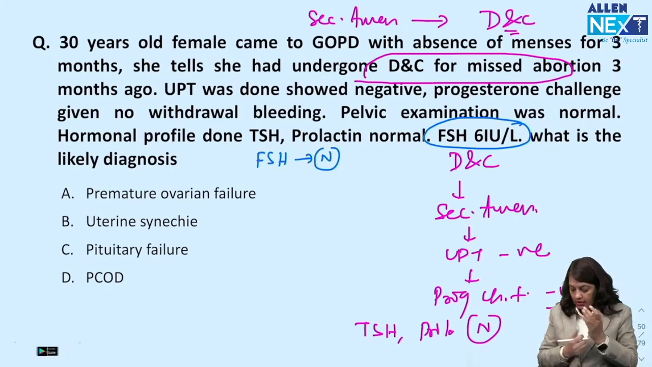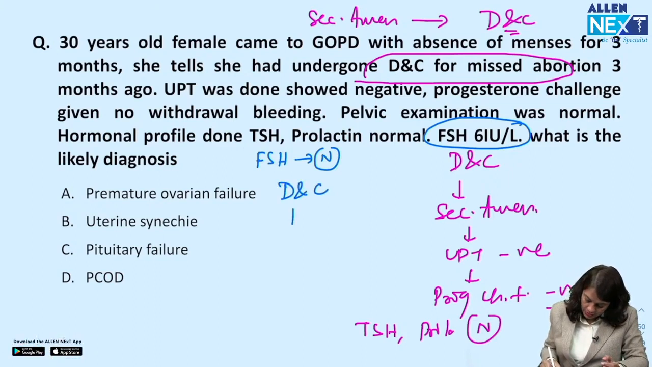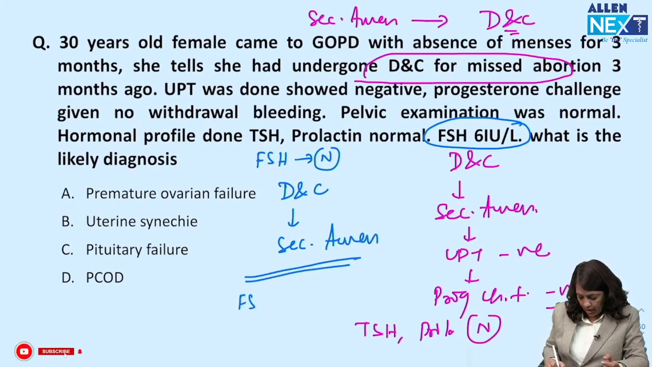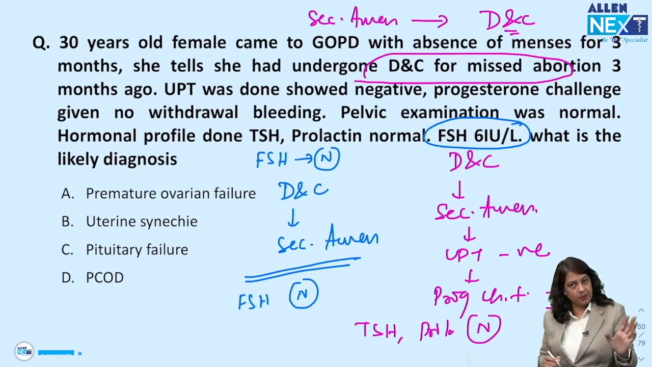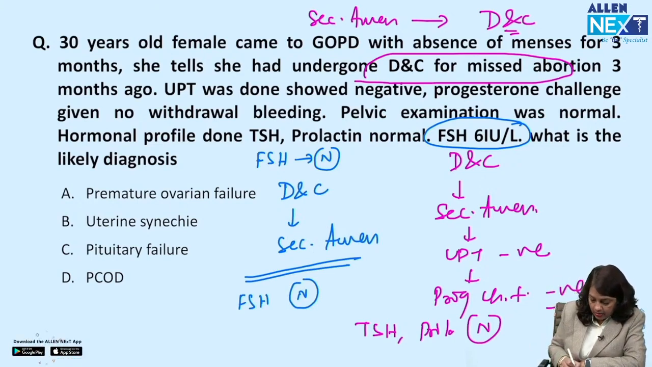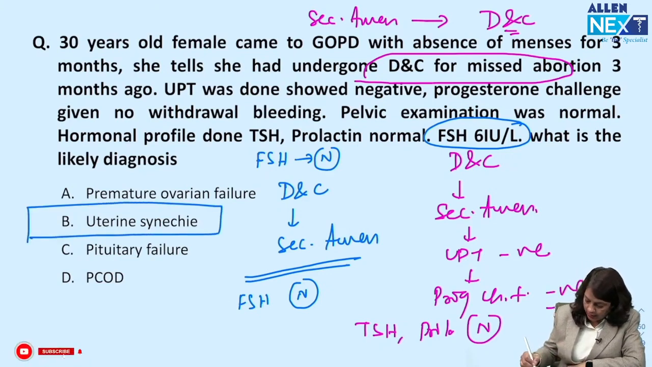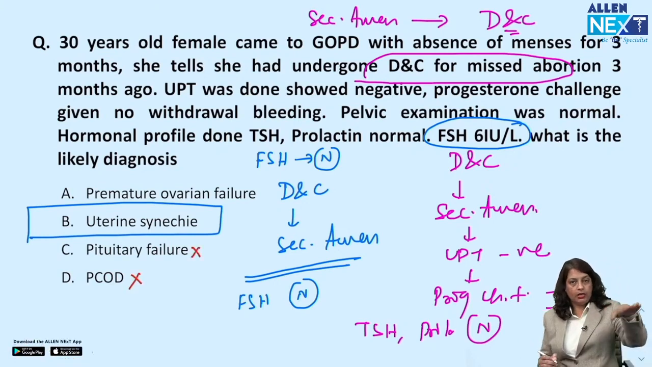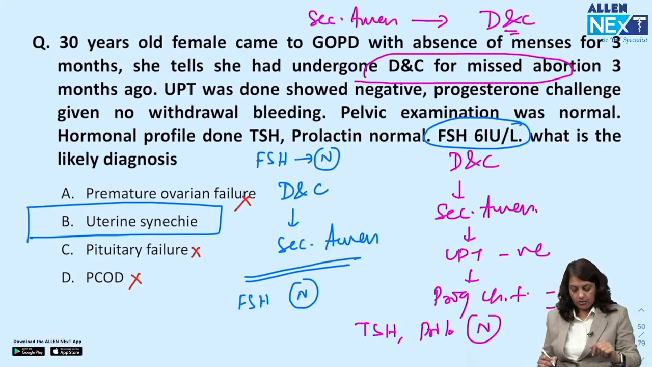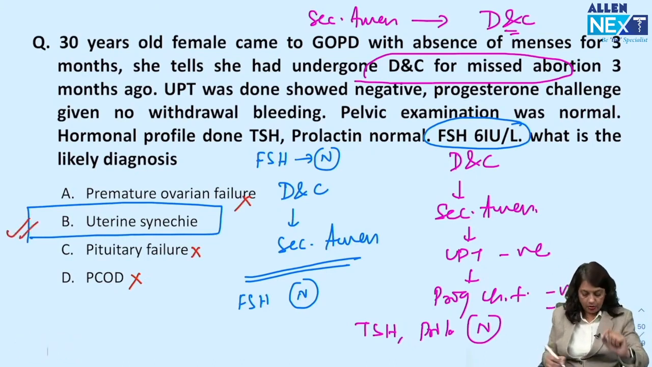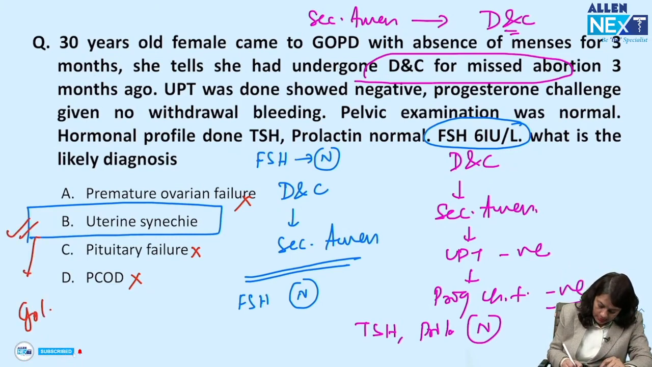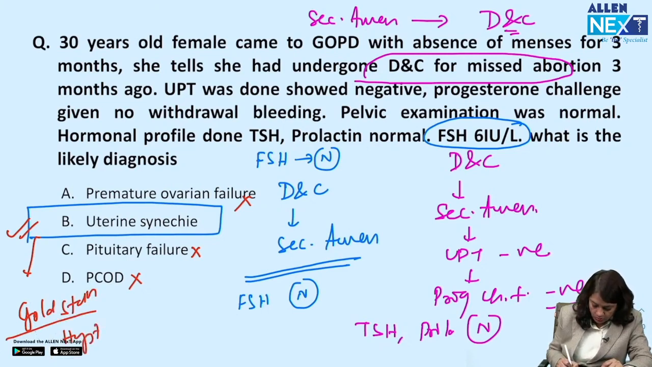तो क्या है, जब भी कोई DNC की हिस्ट्री है, उसके बाद सेकेंडरी एमेनोरिया हो गया और FSH आपका नॉर्मल आए, तो आप क्या सस्पेक्ट करोगे? एशरमैन सिंड्रोम, यूटराइन सिनेकी. ठीक है, PCOD नहीं है क्योंकि विड्रॉल ब्लीडिंग नहीं है, पिट्यूटरी फेलियर भी नहीं है क्योंकि क्यूरेटाज की वजह से प्रॉब्लम है. सो द आंसर इज एशरमैन सिंड्रोम एंड द गोल्ड स्टैंडर्ड इन्वेस्टिगेशन इज हिस्ट्रोस्कोपी.